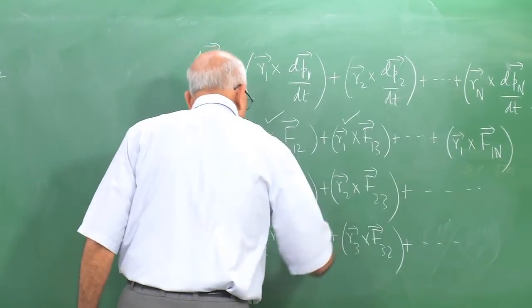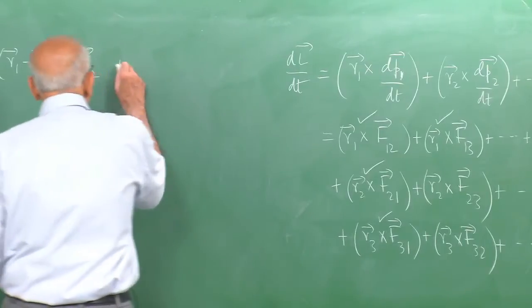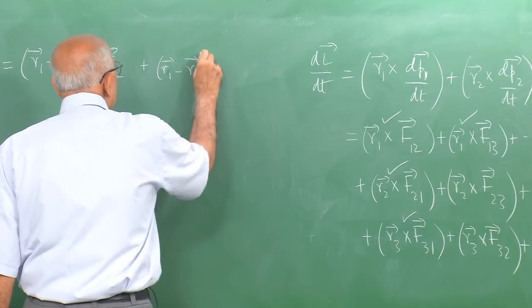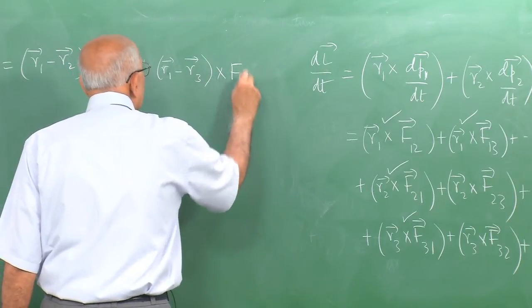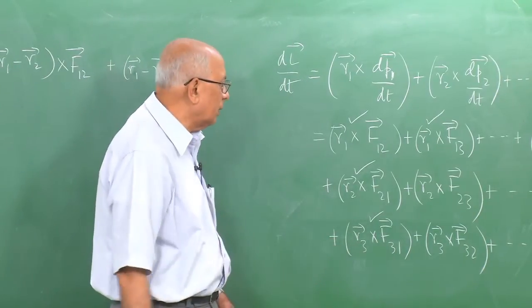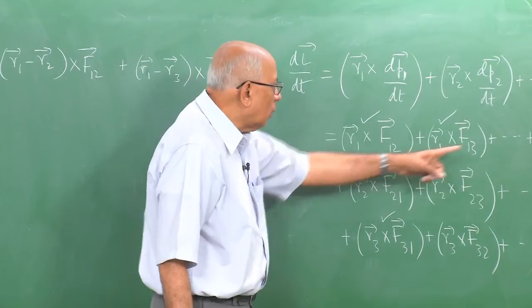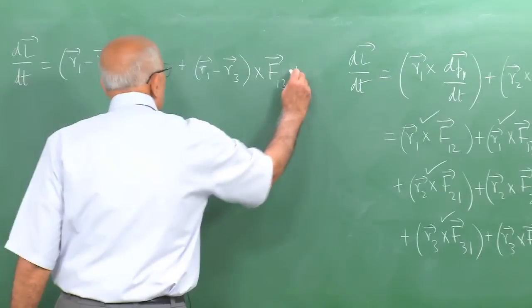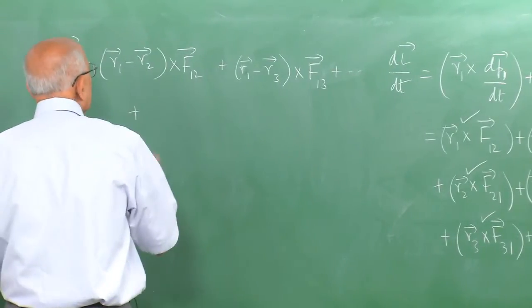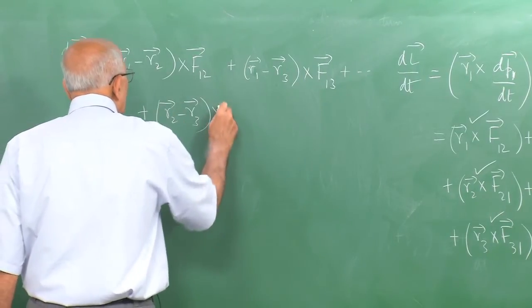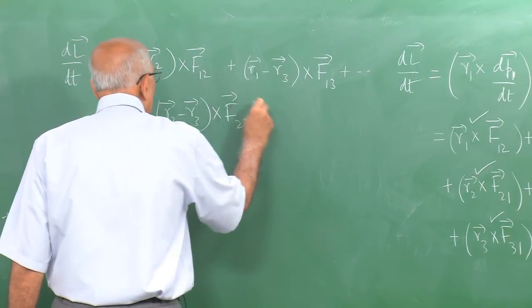Similarly, this along with this term together with this term becomes plus (r1 minus r3) cross F13, again using the fact that F31 is minus F13. Similarly, each time you have one term here, you have another term with the opposite sign, so you also have terms like plus etc., and then you have plus (r2 minus r3) cross F23 and so on.